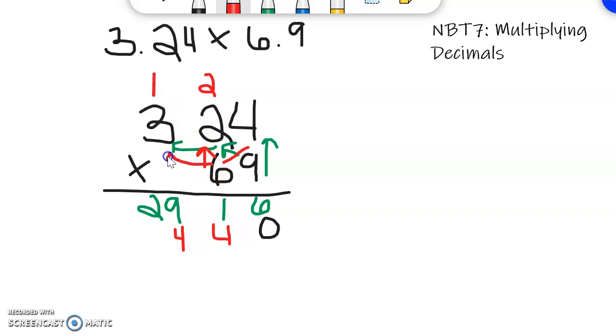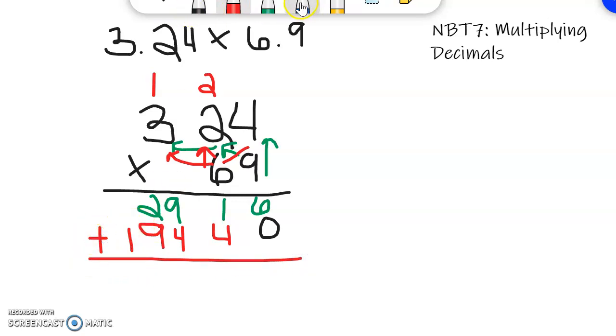Now I'm going to distribute the 6 to the 3. 6 times 3 is 18. 18 plus 1 more is 19. And since I have no more numbers to distribute to, the whole 19 goes down low with the 9 in the thousands place underneath the 2. Now I'm ready to add both of my partial products.